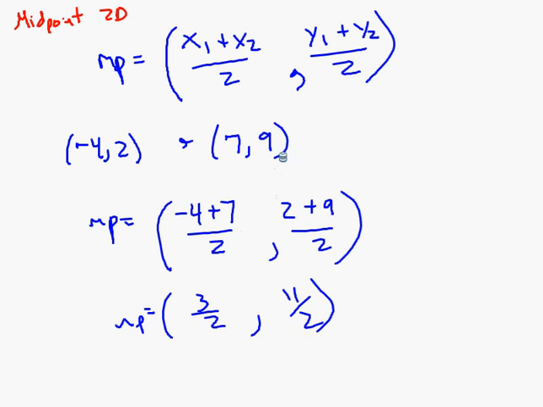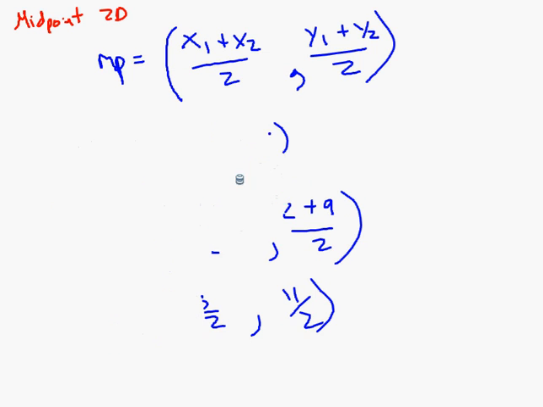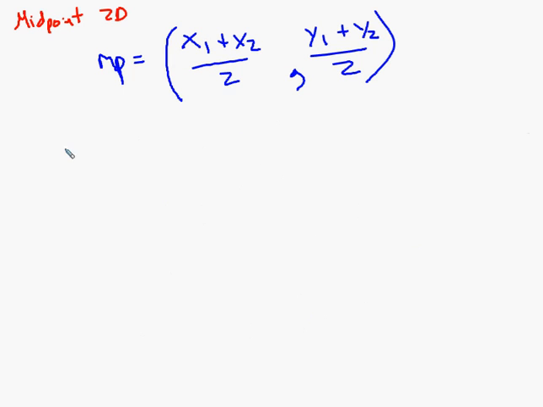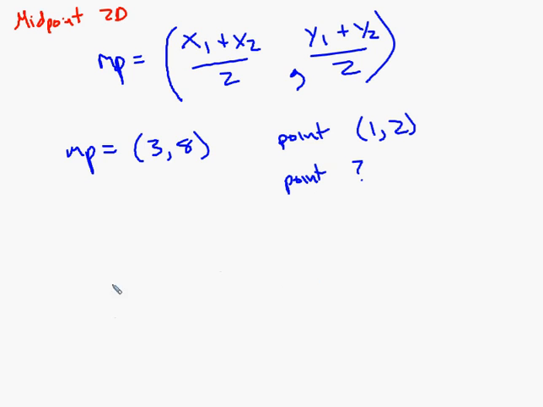We could do this if I know the midpoint. Let's say the midpoint is (3, 8). And let's say one of our points is (1, 2). Well then, what's the other point? What's on the other end? Alright, so we still have the midpoint formula, and the midpoint formula is this. So I'll plug in what I know, and I'll do it in 2 pieces. So I'll do the x piece and the y piece.